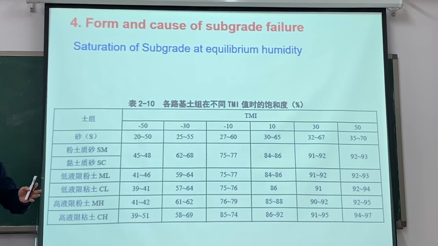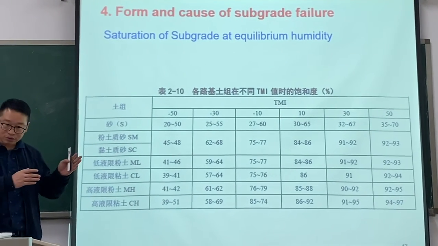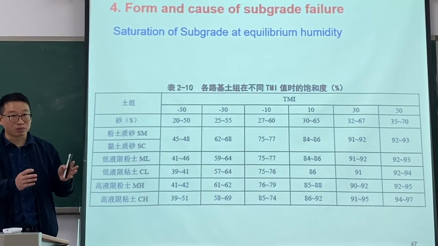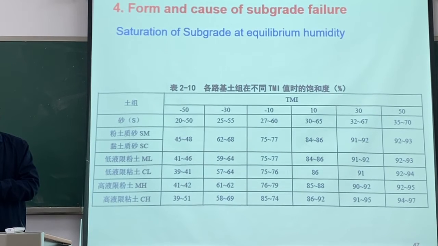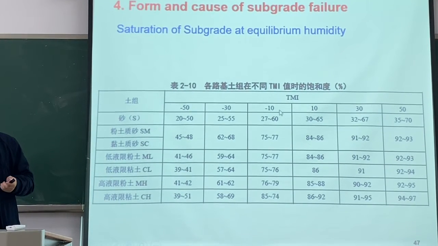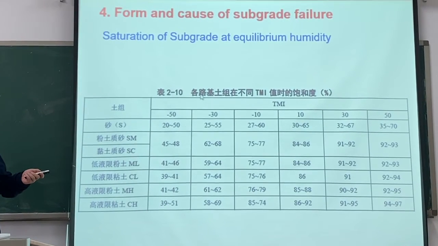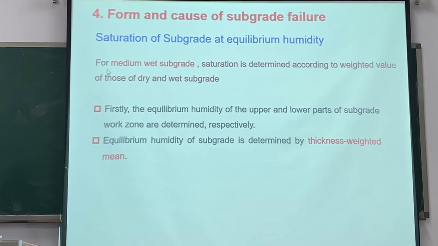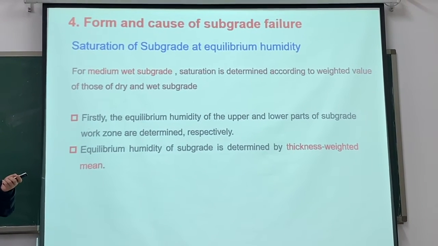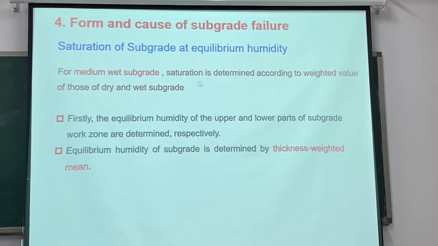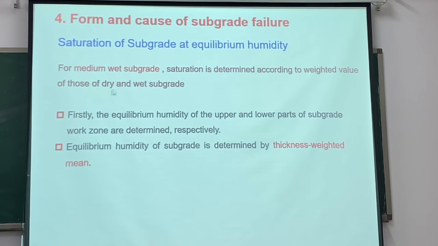We should first know the TMI, and according to TMI and the different soil groups, determine the saturation of soil. So we can obtain the saturation for different groups of soil. For medium wet subgrade, or medium humidity subgrade, saturation is determined according to the weighted value of those of dry and wet subgrade.